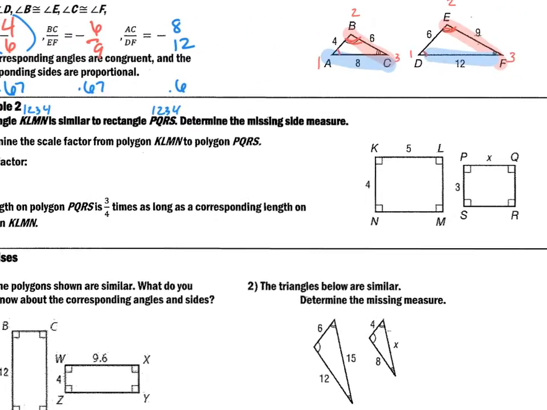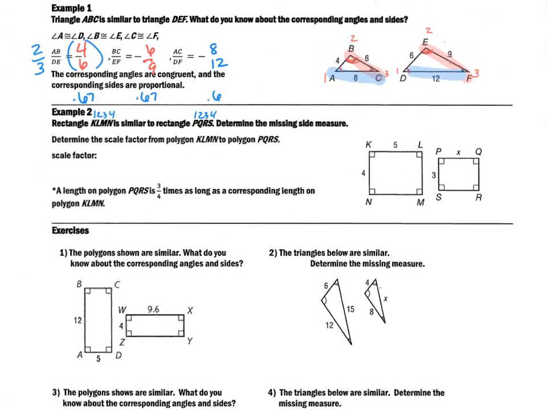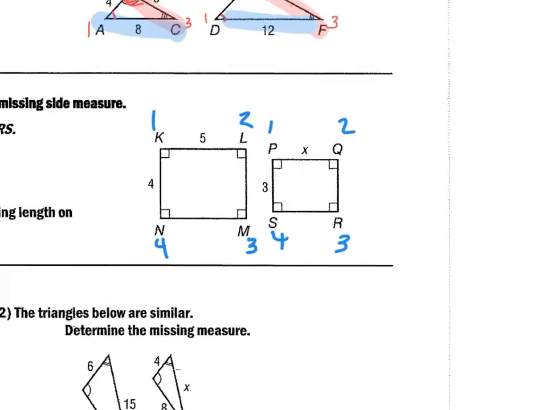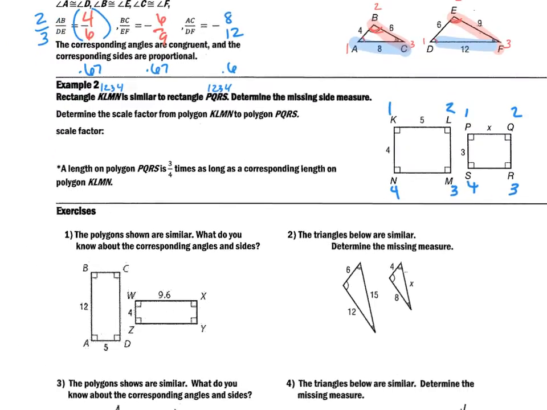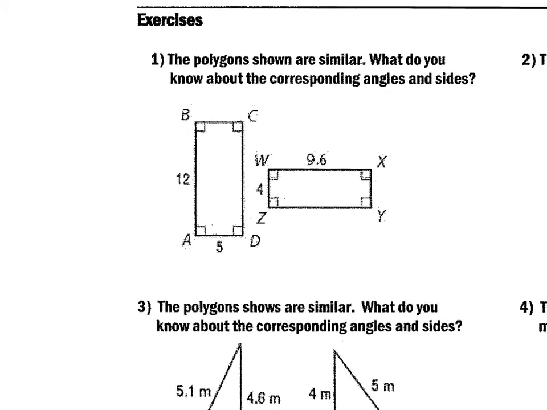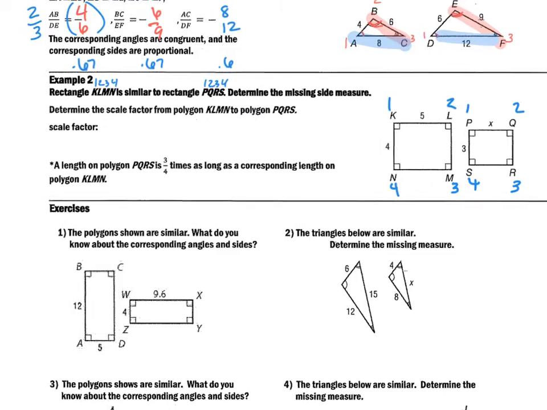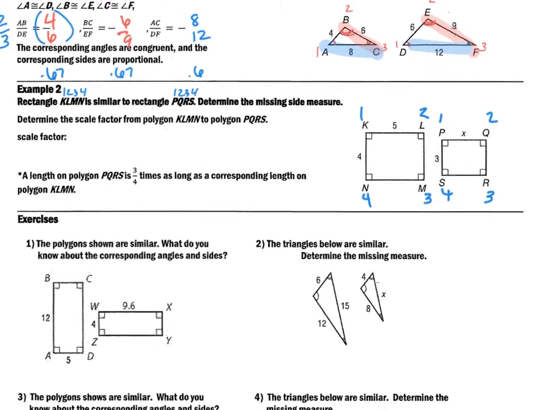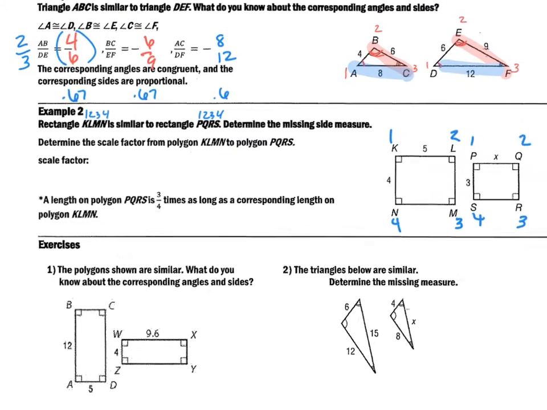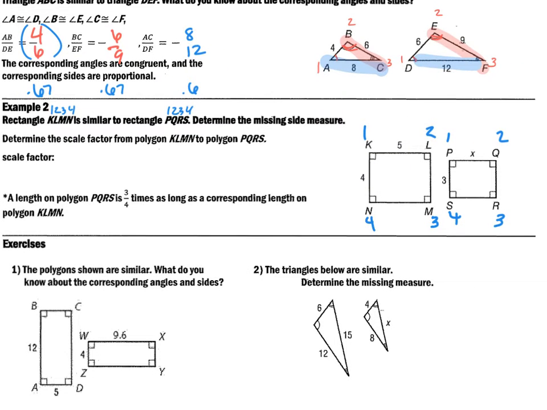So you know that K and P are the same. That's your angle 1. L and Q are the same. M and R are the same, and S and N are the same. And with these, when they're set up the same way, it's not really necessary. It's when, like this one, when they're set up a little bit different and they're turned, that'll help. Okay, so let's figure out the scale factor.